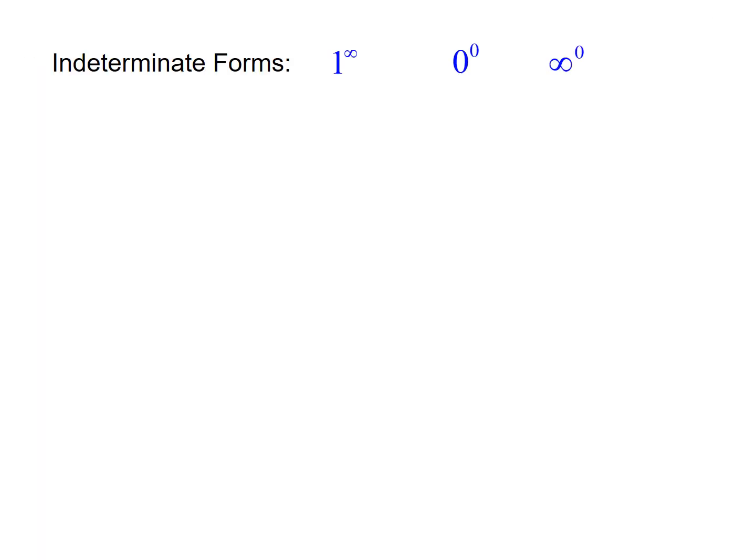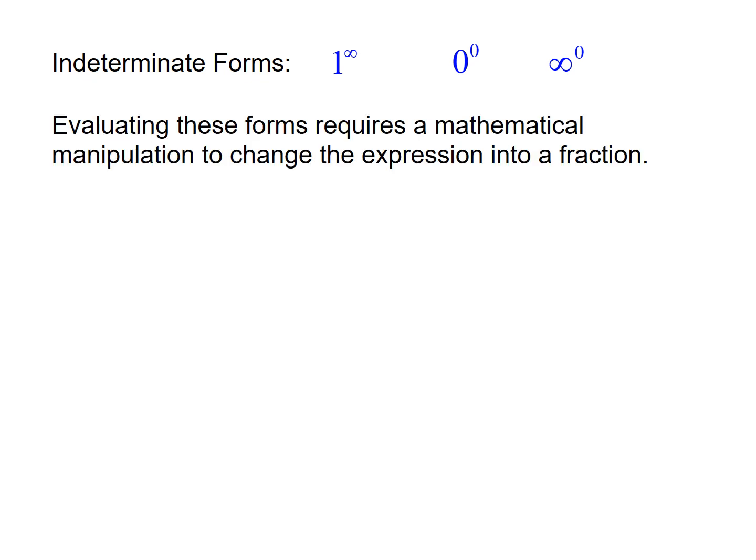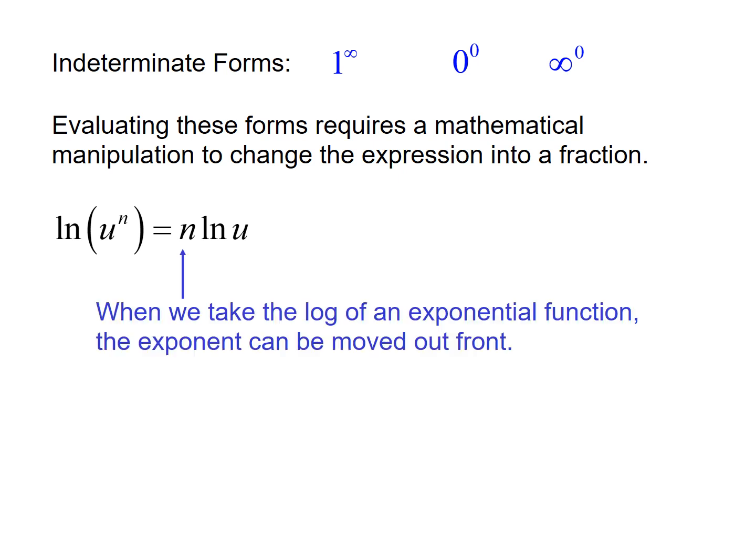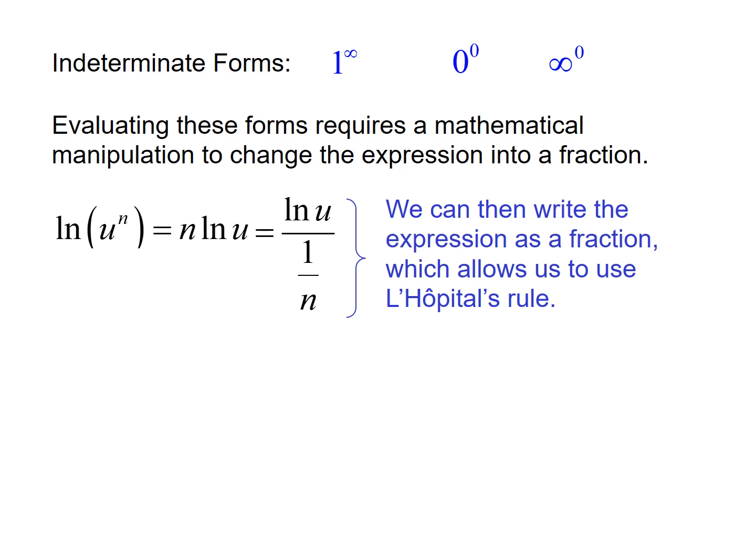Okay, these indeterminate forms where we have an exponent, we have a special method we use to deal with this. And it's based off this rule right here that the natural log of u to the power of n is n times the natural log of u. And we can write that as natural log of u divided by 1 over n, and now we have a fraction, and we can apply L'Hopital's rule.